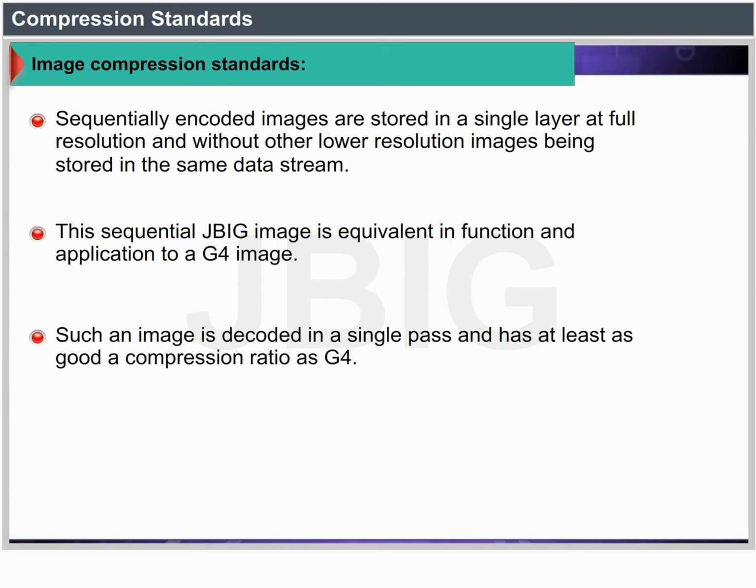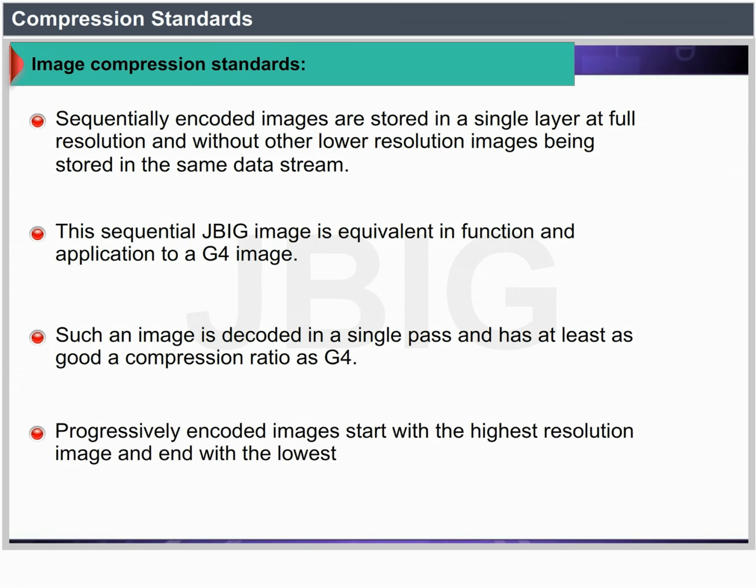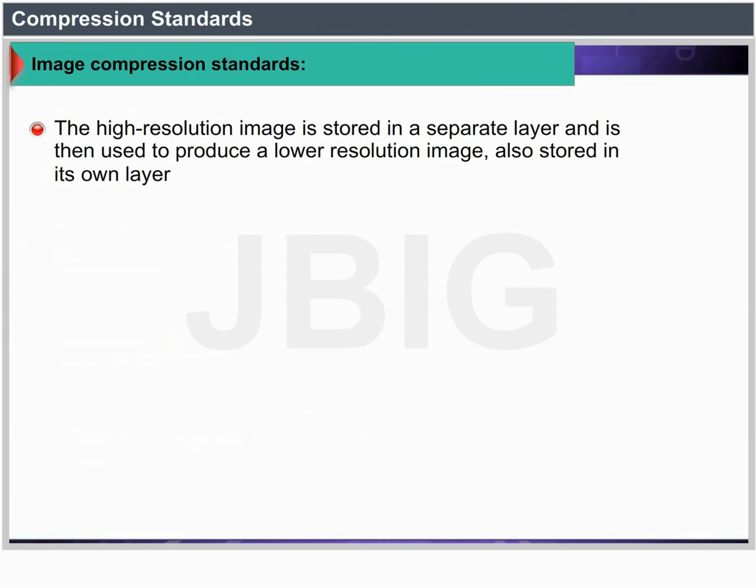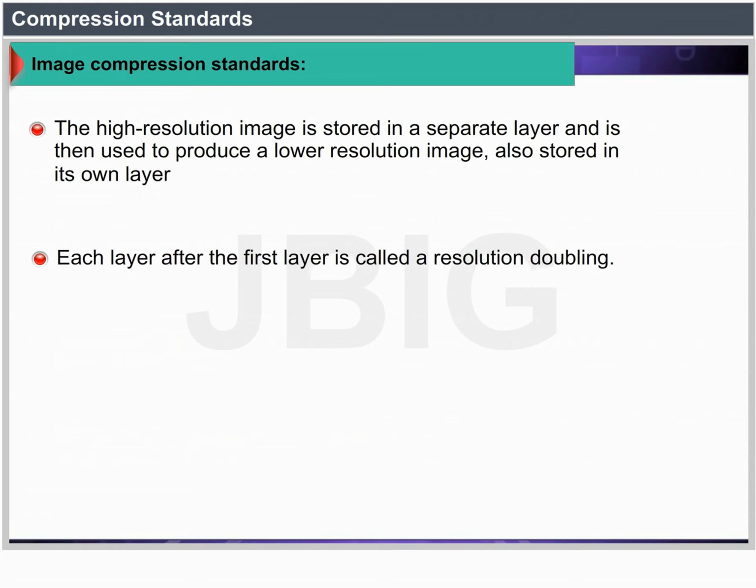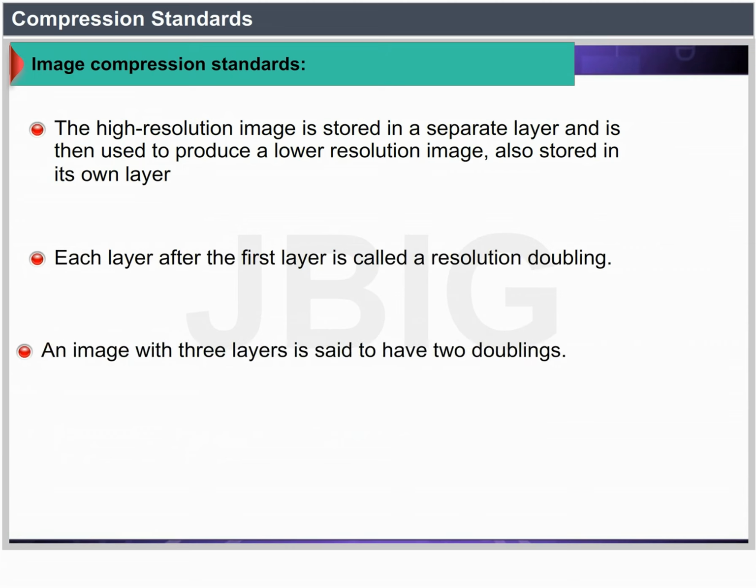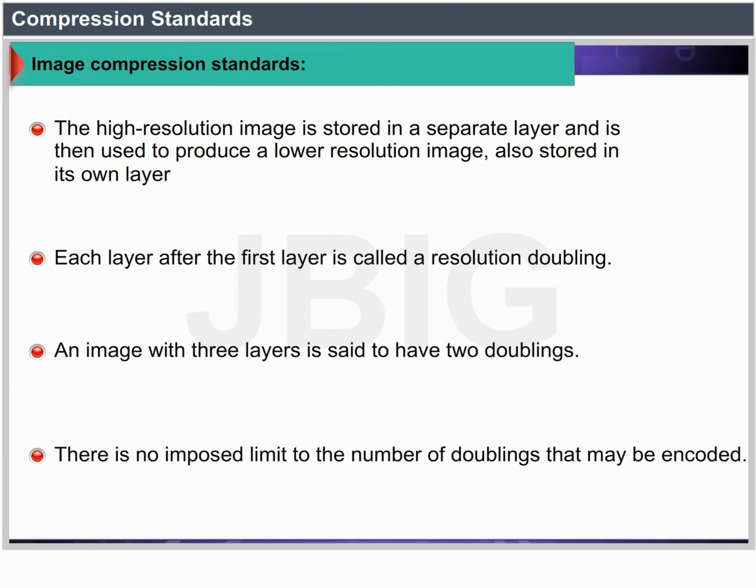Progressively encoded images start with the highest resolution image and end with the lowest. The high-resolution image is stored in a separate layer and is then used to produce a lower-resolution image, also stored in its own layer. Each layer after the first layer is called a resolution doubling. An image with 3 layers is said to have 2 doublings. There is no imposed limit to the number of doublings that may be encoded.